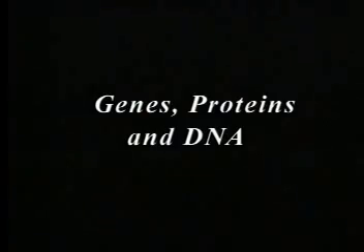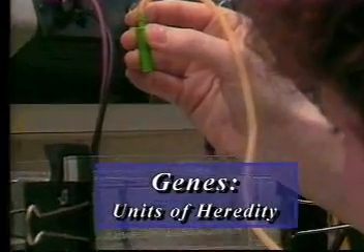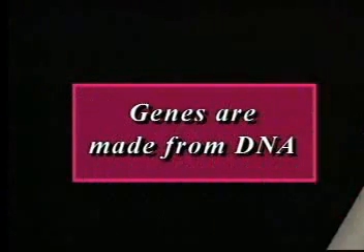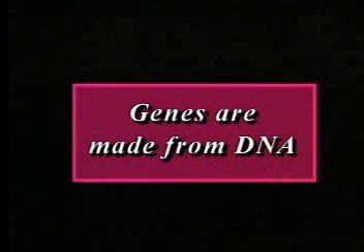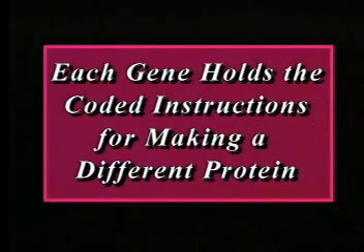In the last century, researchers studying genes, the units of heredity which determine such things as hair color, eye color, and blood type, made two extremely important discoveries. The first was that genes are made from DNA. The second was that each gene holds the coded instructions for making a different protein.